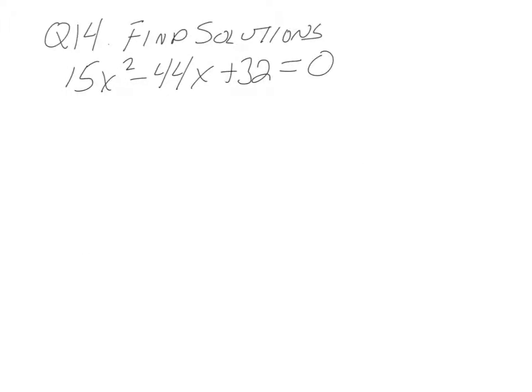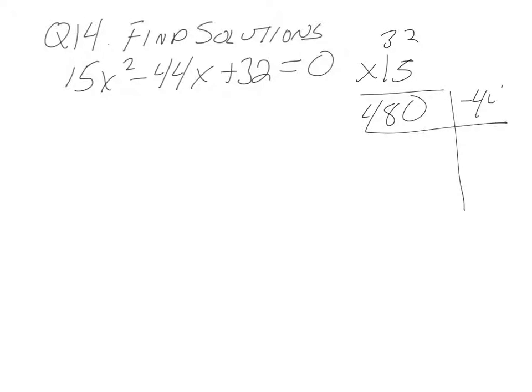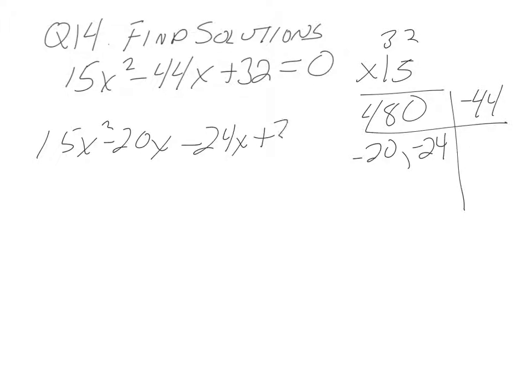Find the solutions here. Another one with really big numbers. 15 times 32 is 480. So I need two numbers that multiply to 480 and add to negative 44, which happen to be negative 20 and negative 24. So I get 15x squared minus 20x minus 24x plus 32 equals 0.